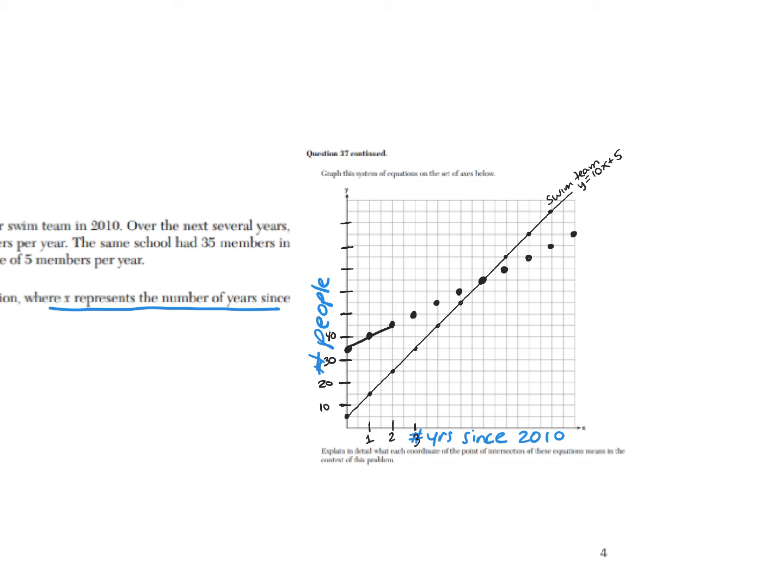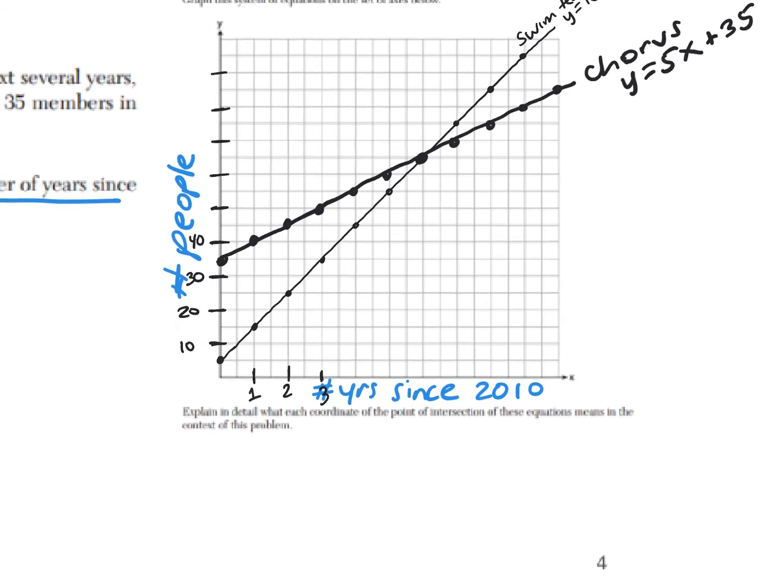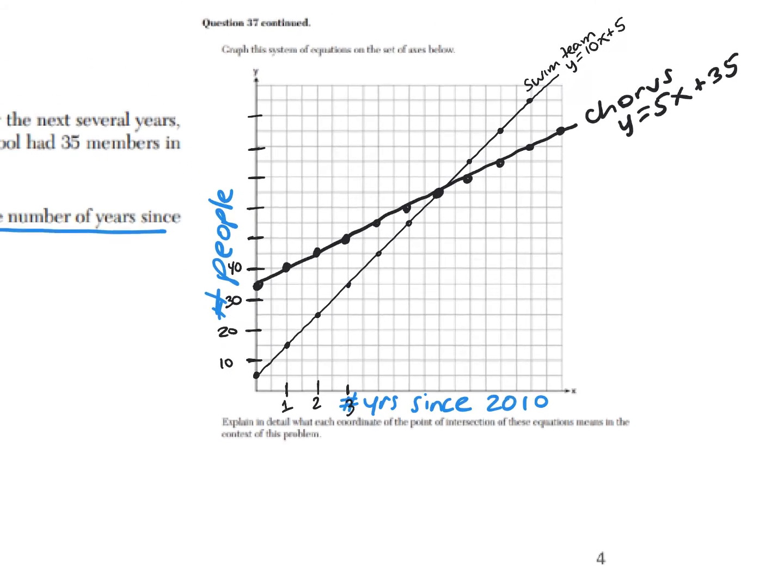And I'll draw the whole line. And I'll call this the chorus. And I'll say y equals 5x plus 35. You can call it either. You can label it both. And then explain what has happened. So it actually never says you have to... Oh, no, it does. Explain in detail what the coordinate means in the context of this problem.